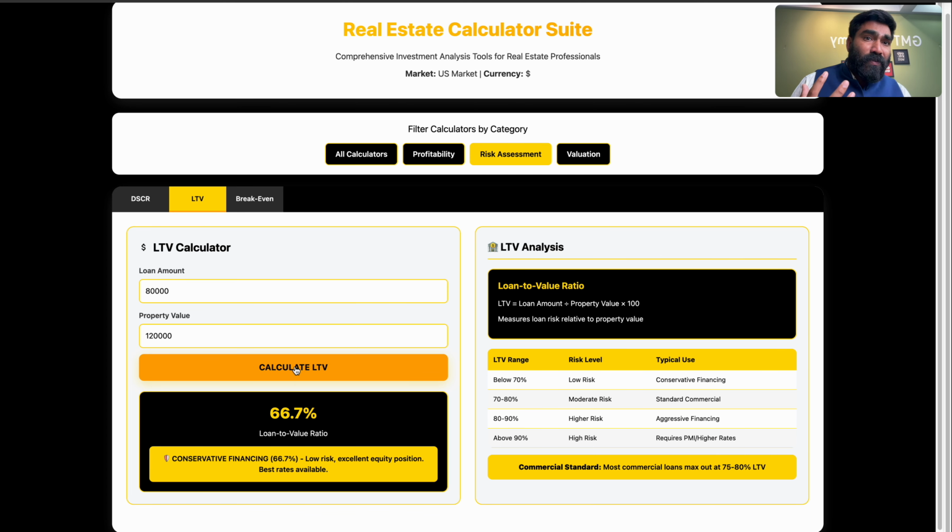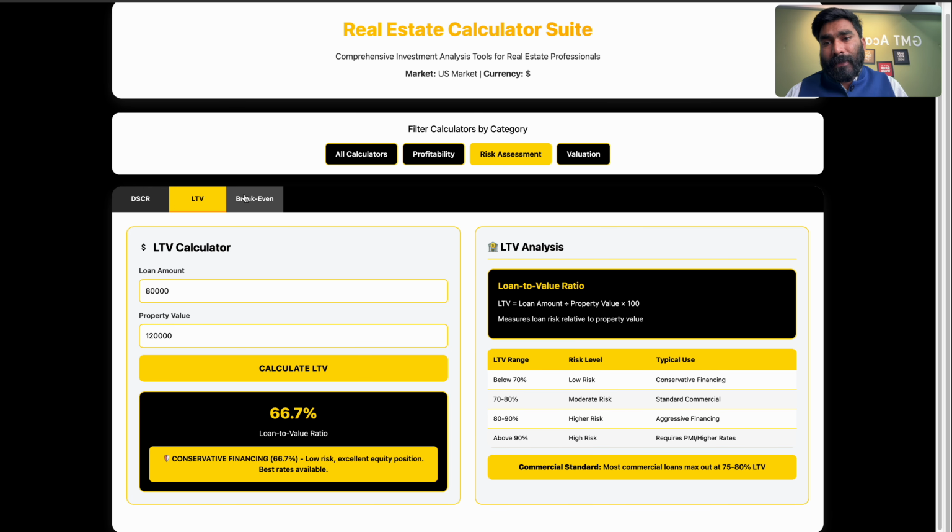So in short, if you ask me what is the purpose of LTV? LTV talks about the property's value, meaning how much the property is worth against the loan that has already been taken. In this context, the loan is 80k and the property value is 120k, so we are just comparing it with the loan amount we have taken.